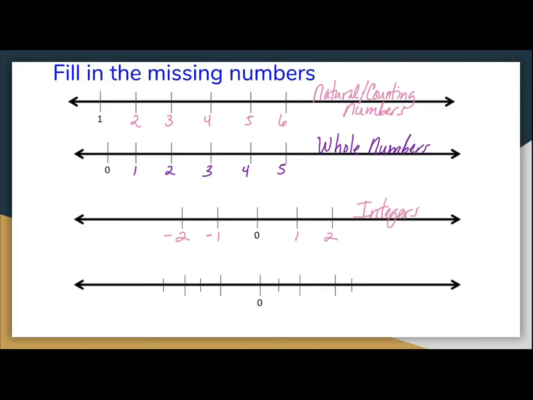This last number line has some interesting things happening with it. We see 0 there, but then we also see some longer and shorter lines. Well, the longer lines are going to represent numbers that are without a fraction or a decimal. So this first long line to the right of the 0 would represent a +1, and the next one would represent a +2. So we have to think about what would come between 0 and 1, exactly in the middle. Well, that could be 0.5 as a decimal or 1/2 as a fraction. Just like to the right of the 2, we could have 2.5 as a decimal or 2 and 1/2 as a fraction.